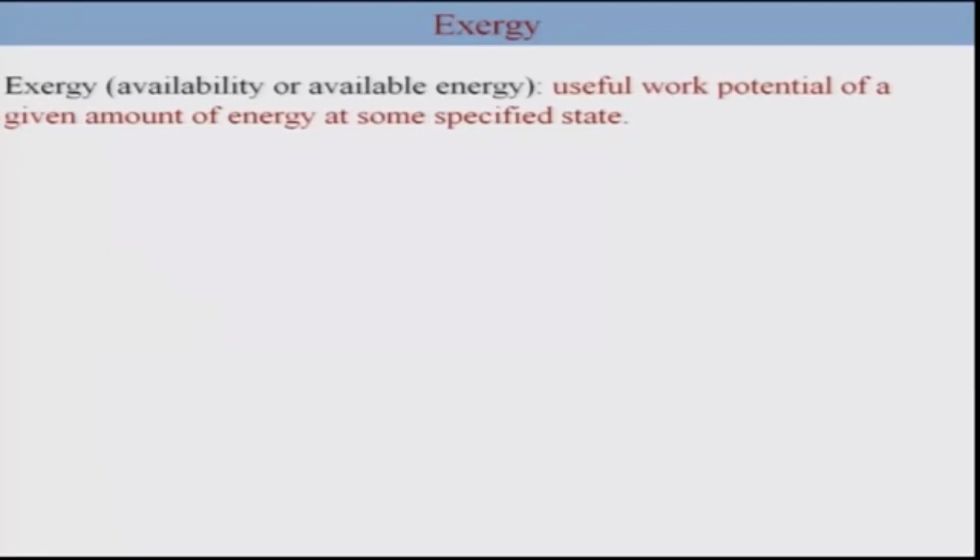Okay, as we know that heat cannot be completely converted to work, hence there is a certain limitation, and thus we would be able to analyze this limitation with the help of the second law, in particular with the help of exergy or exergy balance. So, what is exergy? Exergy is nothing but availability, or availability of energy. It's nothing but the useful work potential of a given amount of energy at a certain specified state.